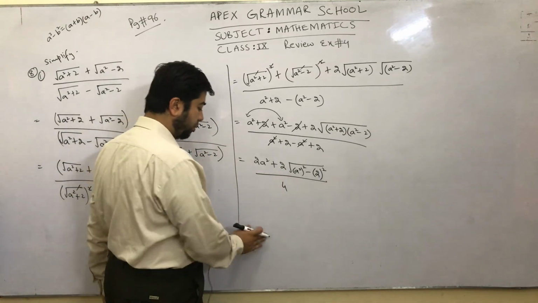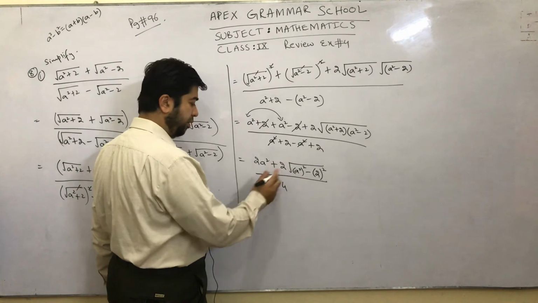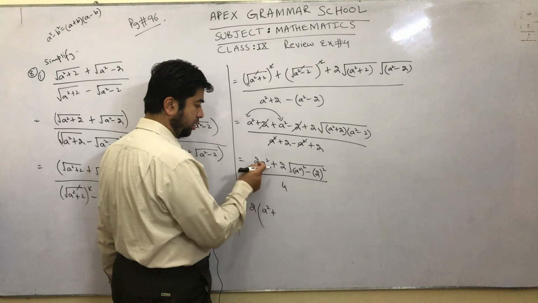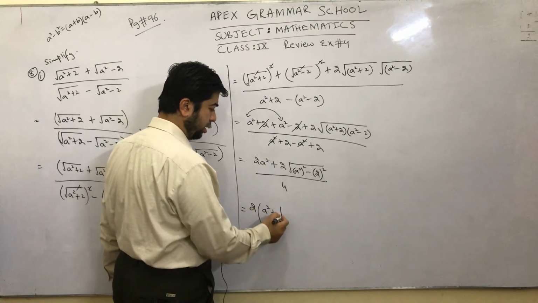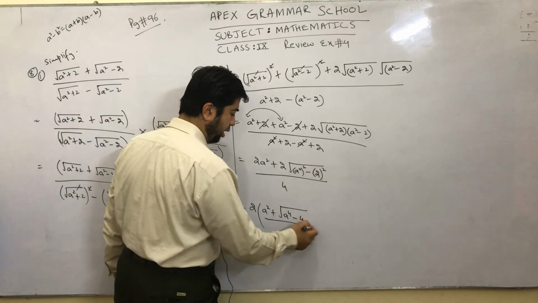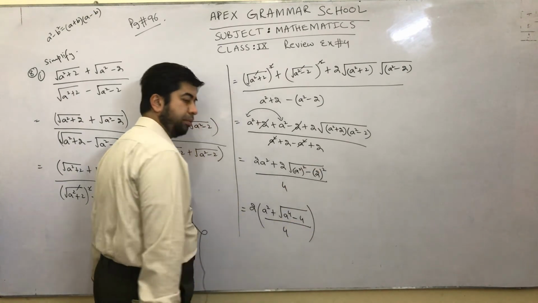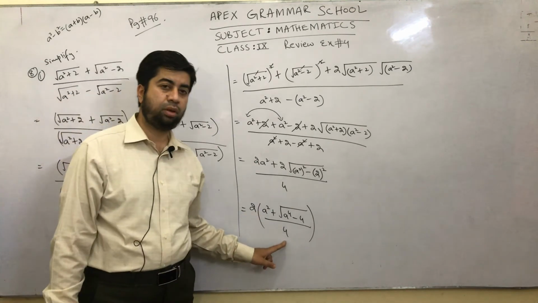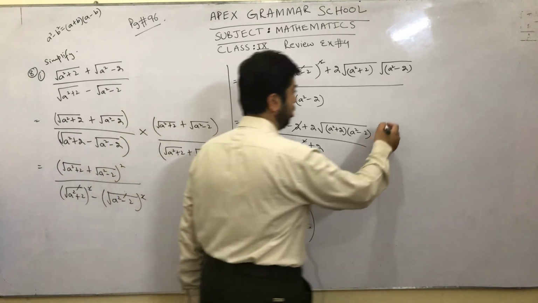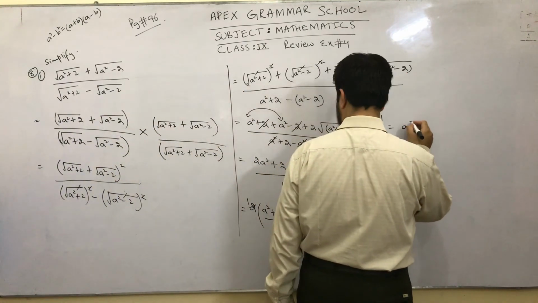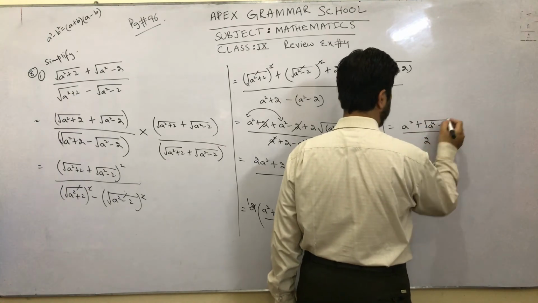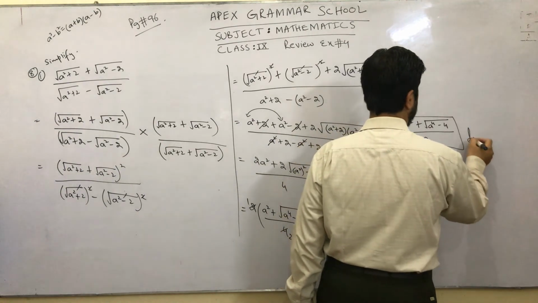So you see that 2 is common from the numerator, and after taking 2 common, a square plus this 2 is outside here, and a raised power 4 minus 2 square, that is 4, and in the denominator that is 4. Can we cancel this 2 with this 4? Yes, this 2 is independent now. So 2 1s are 2 and 2 2s are 4. So our answer will be a square plus square root of a raised power 4 minus 4, divided by 2. And this is the answer.